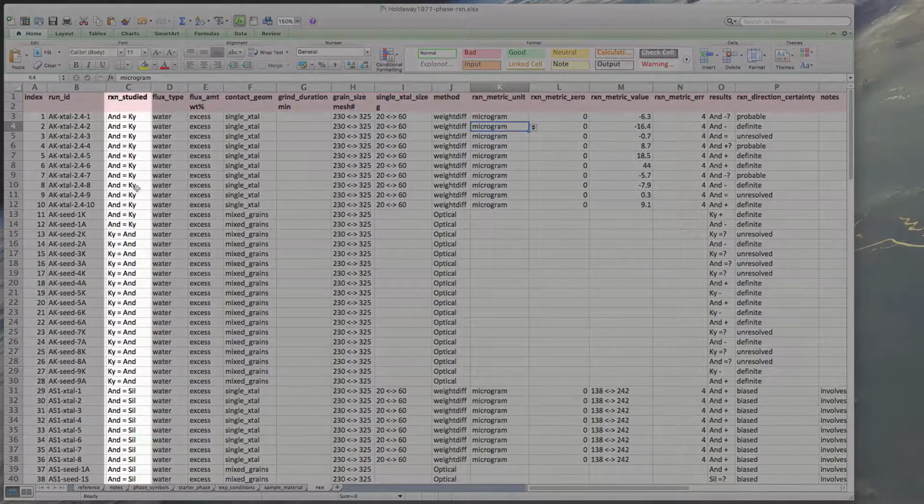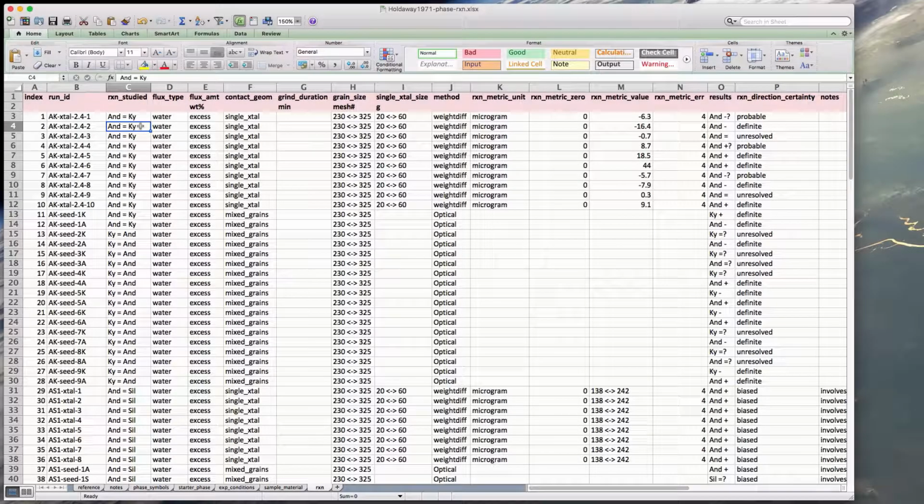Additionally, there is a reaction studied column. To fill out this column, you must provide a balanced chemical reaction representing the reaction that was studied in that particular run. In this case, for Holdaway 1971, they were studying andalusite goes to kyanite, and therefore they used the official phase symbols for both andalusite and kyanite separated by an equal sign.